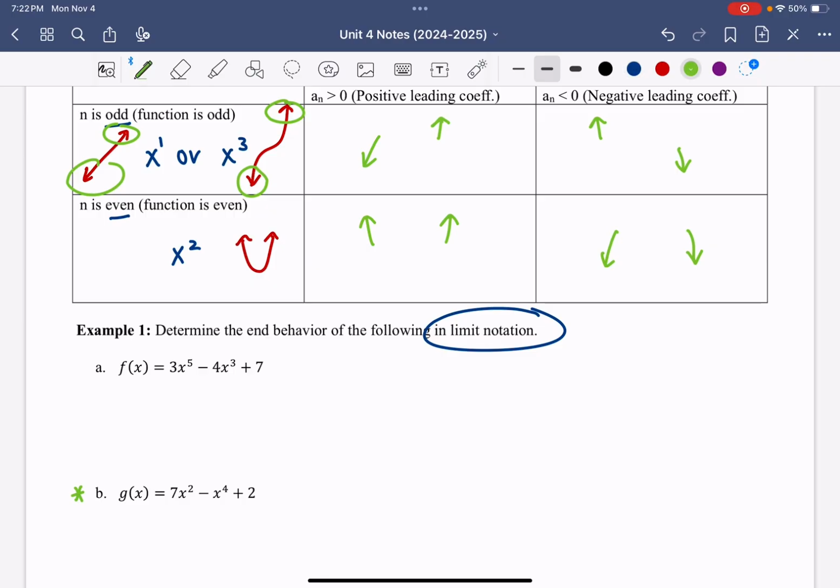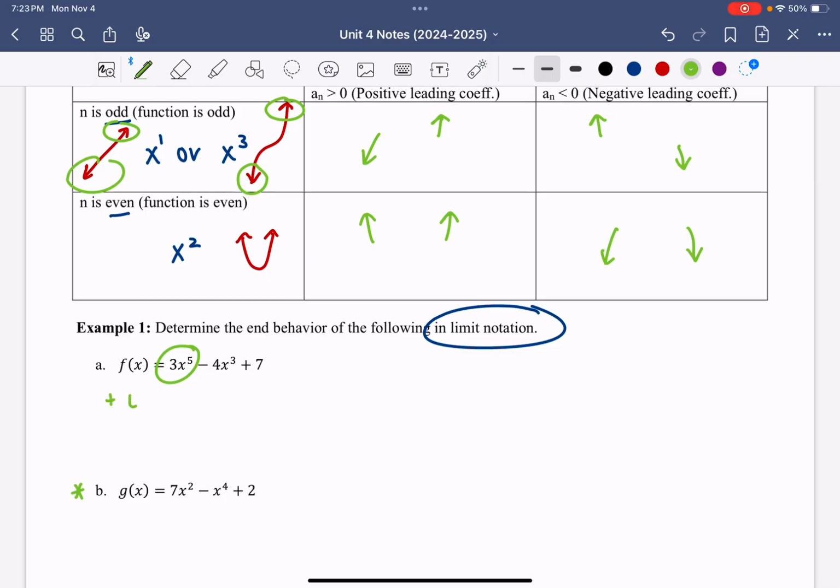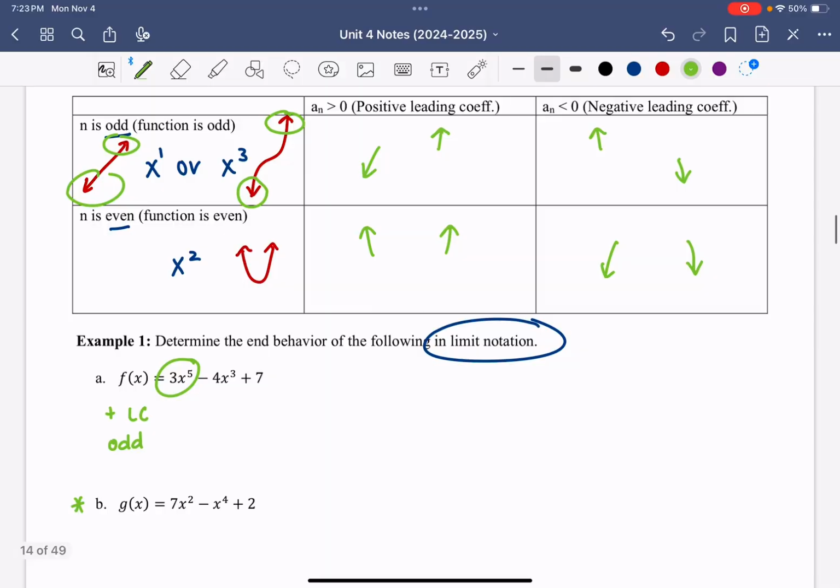So our leading term, looking at it, it might be written in standard format, it might not be. Okay, our leading term is this one because that's the highest exponent. Okay, so I see here that we have a positive leading coefficient, and then I also see that I have an odd function. So I know that even though there's a lot of other terms, it might have some twists and turns to it, I know that my end behavior is going to look like this.